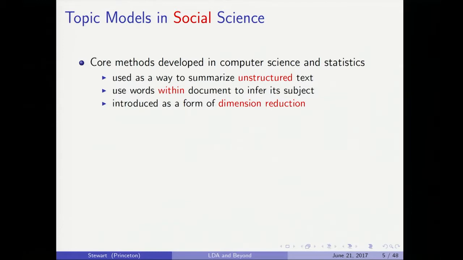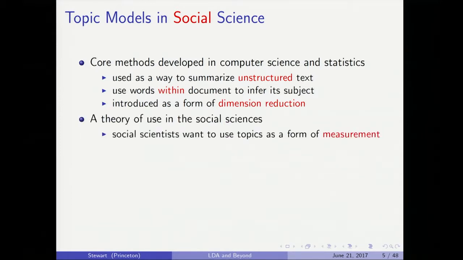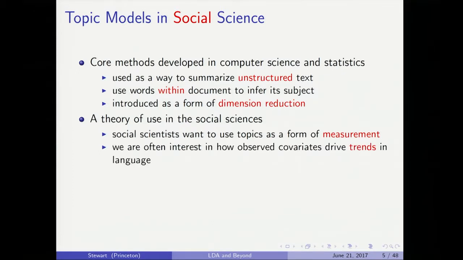And we think about it as a form of dimensionality reduction, right? It's hard to look at all the different words in a text, but if we can think about the text as summarizing, say, a few key ideas, that's easier for us to process. So in the social sciences, we typically want to use these topics as a form of measurement, which is not the sense in which they were originally developed. And we're generally interested in how an observed covariate drives some trend in the use of language. So the idea that men maybe talk more about something than women, or that Republicans talk more about something than Democrats, or that when you make a change in an electoral system, it changes what legislators talk about.